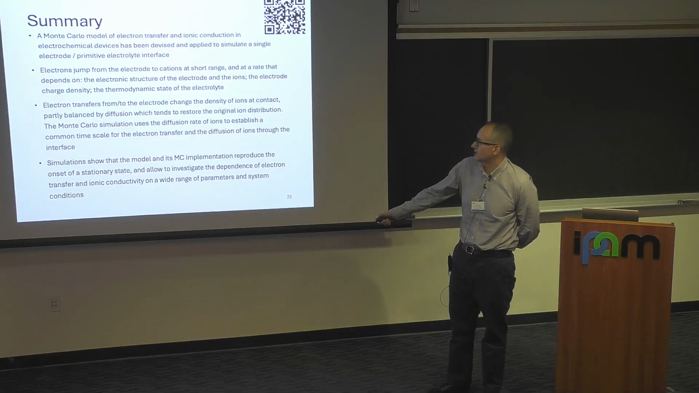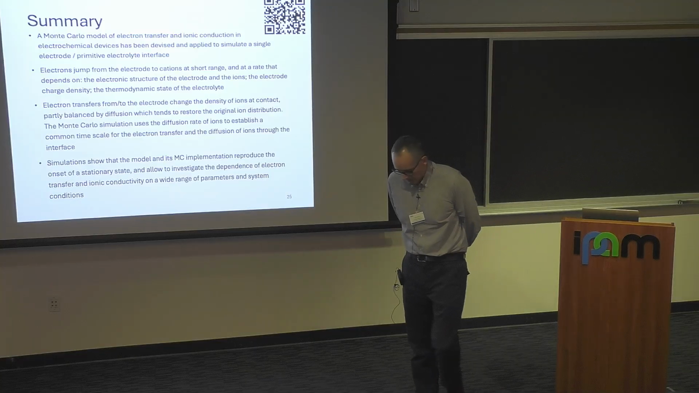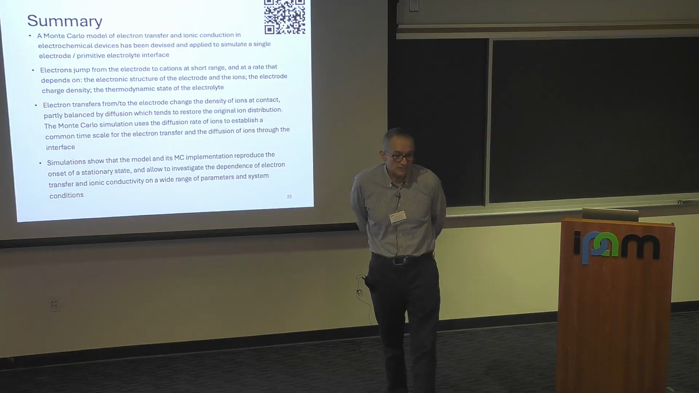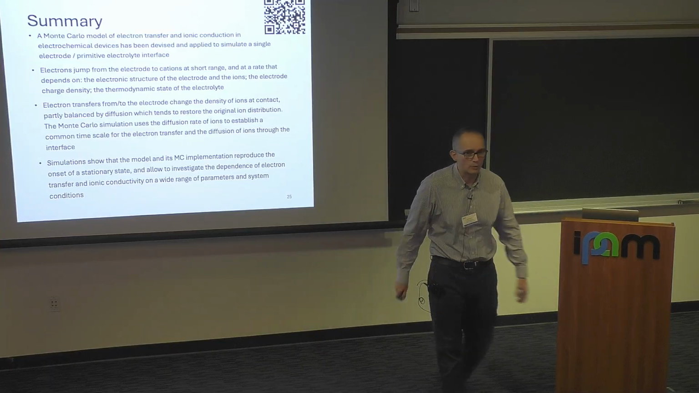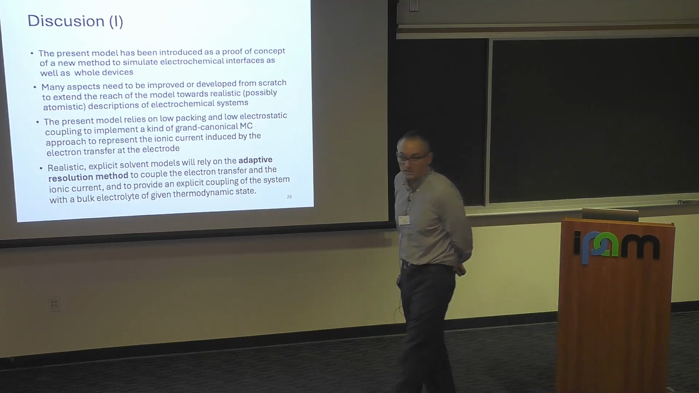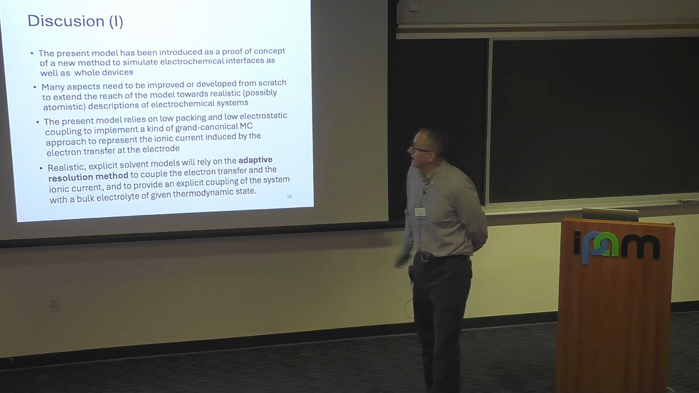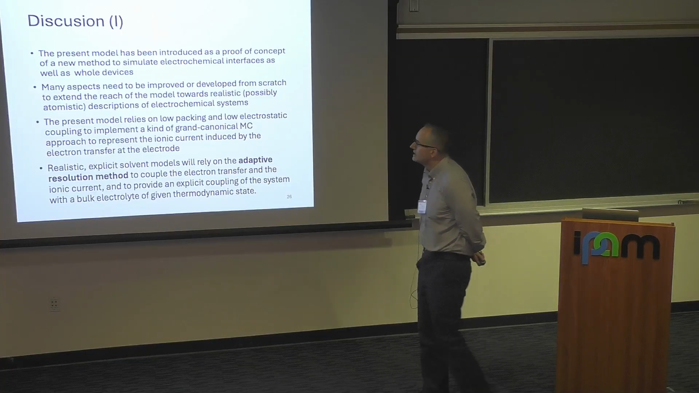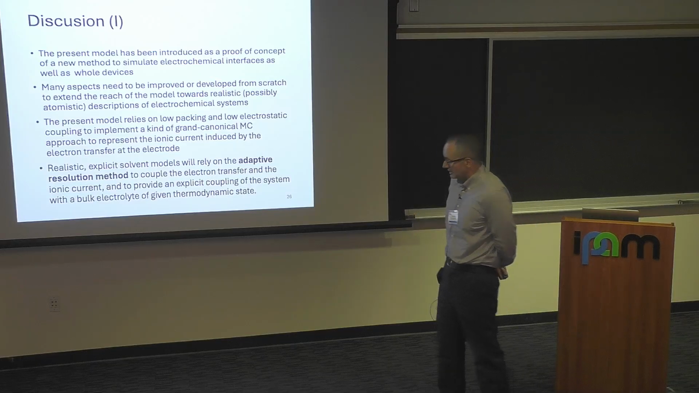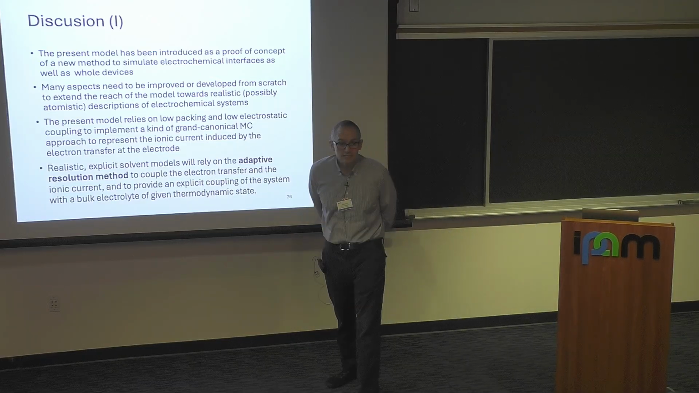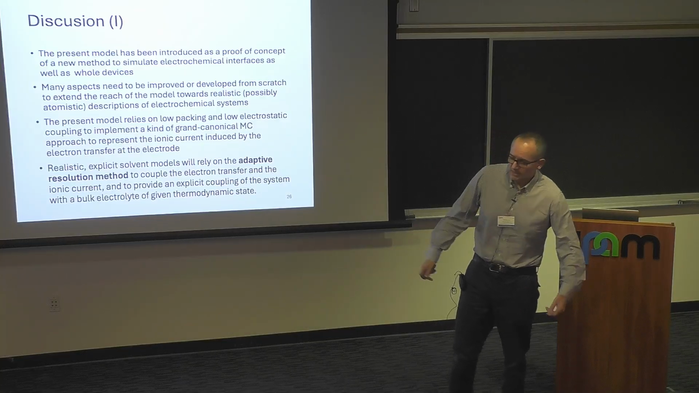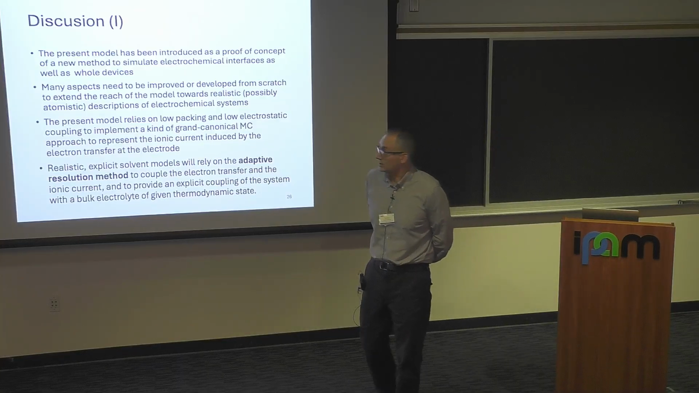We also see that our results show that this model reproduces the stationary state, the steady current flowing through the system. So a bit of discussion on what to do next and how to improve. Again, this is a proof of concept that can be easily extended in many directions. One of the directions is precisely to go to an atomistic description of the cations, the electrolyte and the electrode system. This is currently underway.